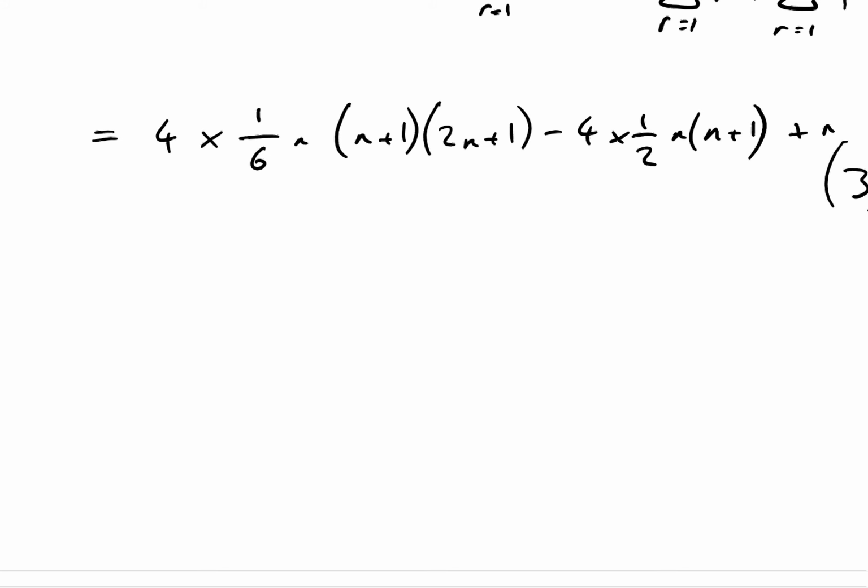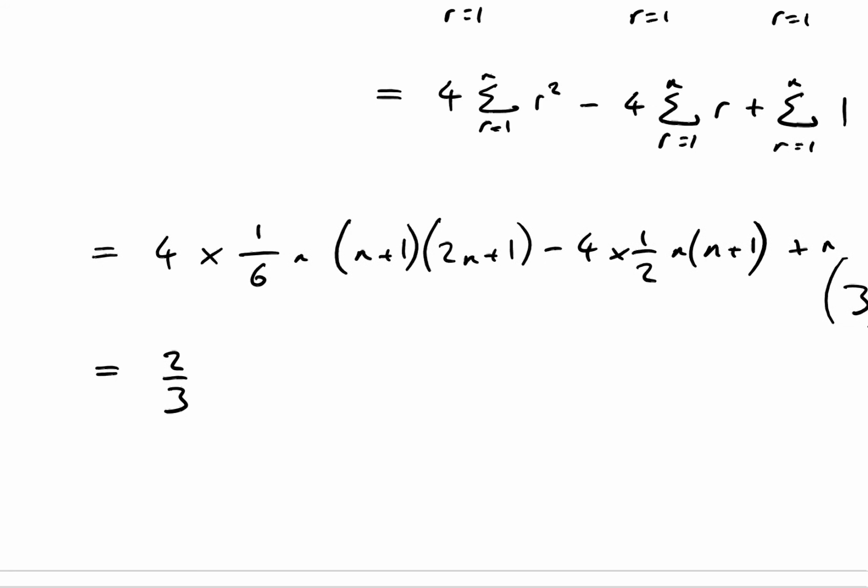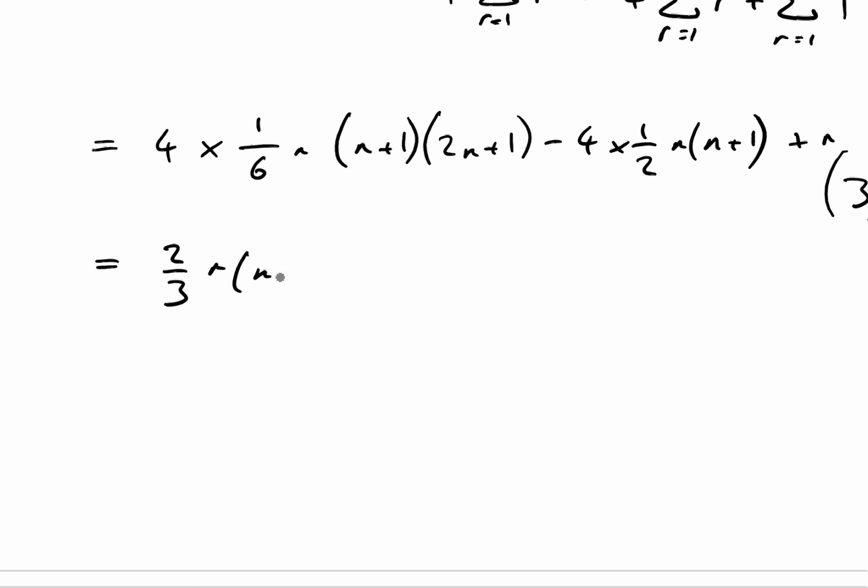So where would I go from here? Well, first things first, I would combine these. I wouldn't expand the brackets just yet. I would combine these fractions together, these numbers. So here I've got 4 over 6, which is the same as saying 2 over 3. Okay, because the 4 and the 6 have a common factor of 2, so I can cancel. 4 over 6 is the same as 2 over 3. That's all I'm saying. Okay. And that's still multiplied by n plus 1, 2n plus 1. Okay, then minus 4 over 2, well that's the same as saying 2. Okay, 4 divided by 2 is 2. Times n plus 1, plus n.